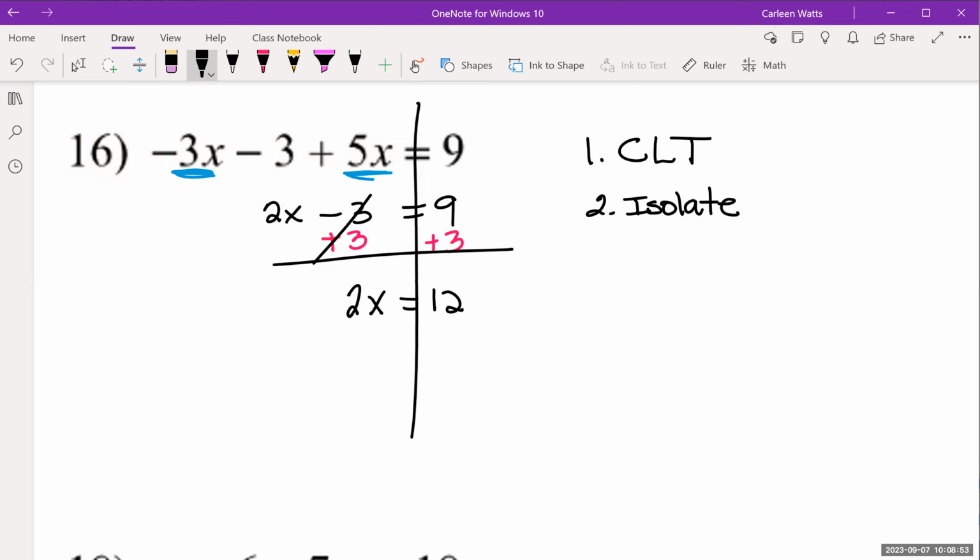So now the next step in isolating the variable, I have an empty space between my 2 and my x. That means that is multiply. So we do the opposite. We divide by 2. x is equal to 6. Awesome.